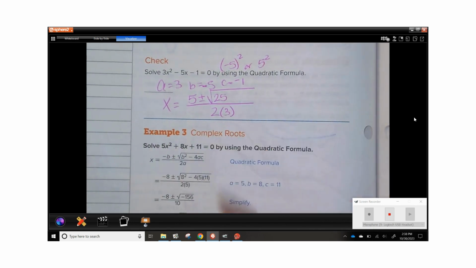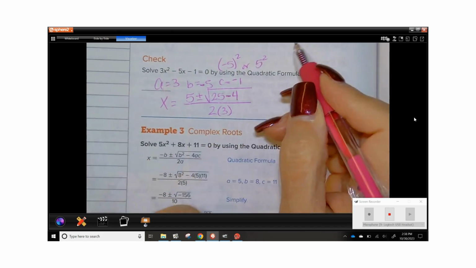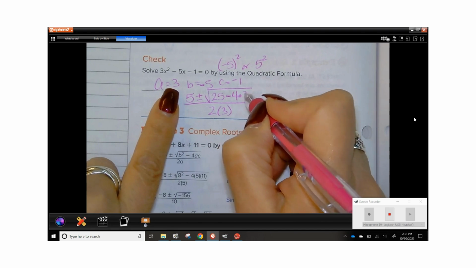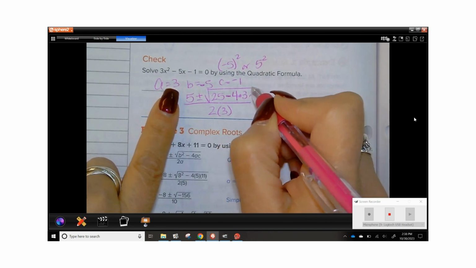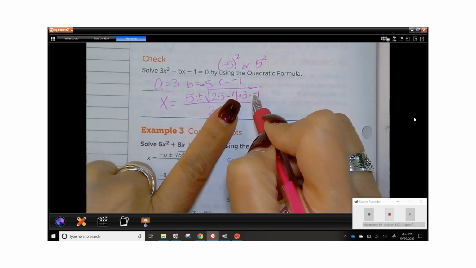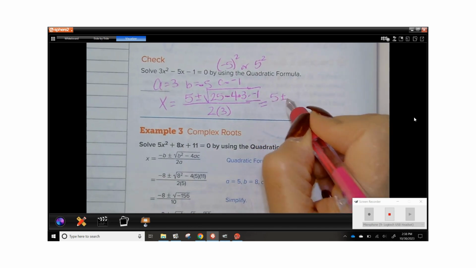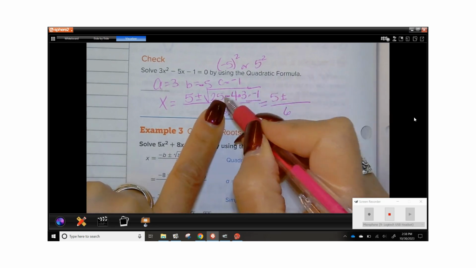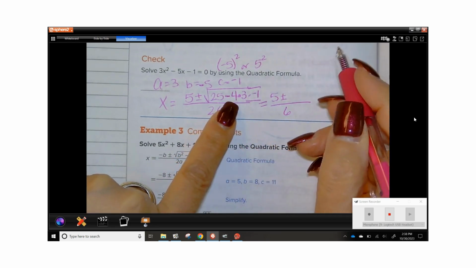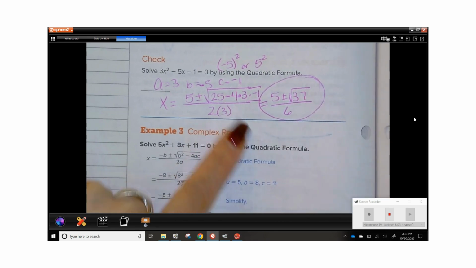Or you could put 25 minus 4 times a times c. So if you notice, this is going to be a negative and a minus, which is going to be a plus. So I'm going to get 5 plus or minus all over 6, 25 plus 12, which is the square root of 37. You may leave it like that.